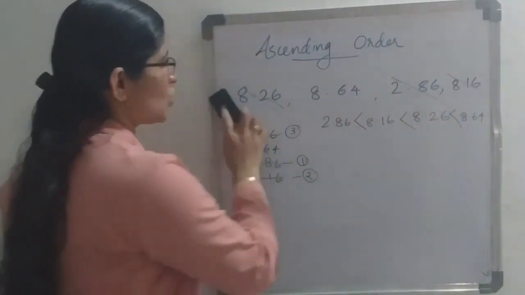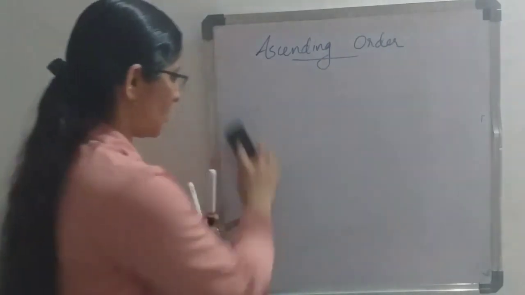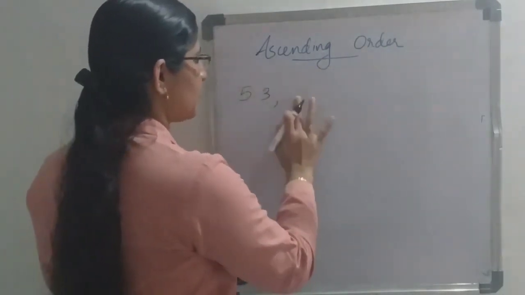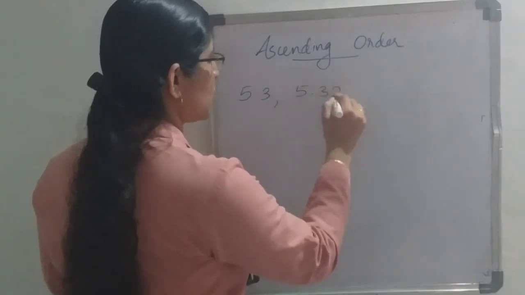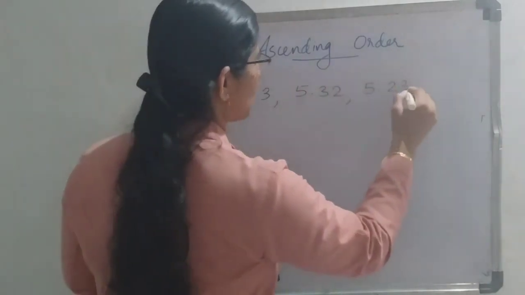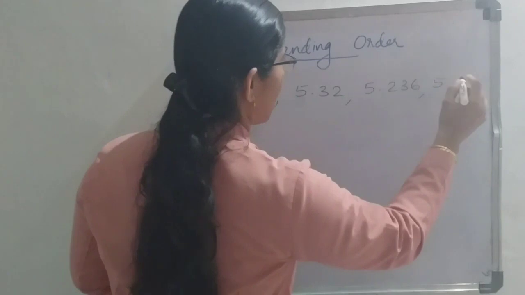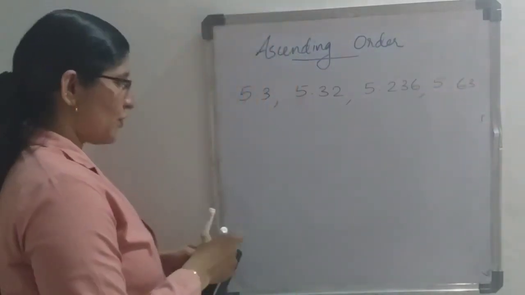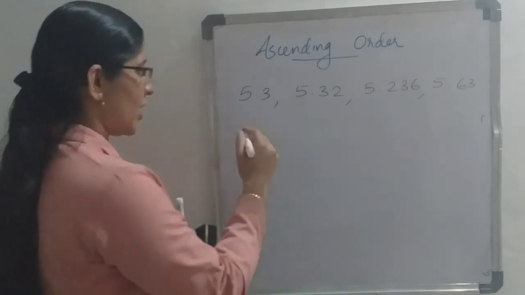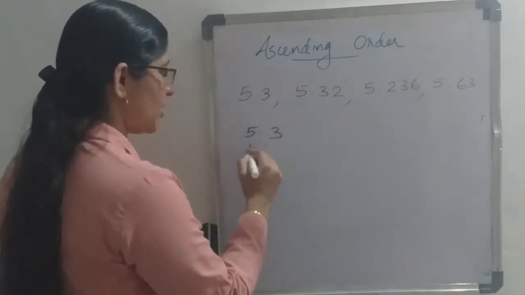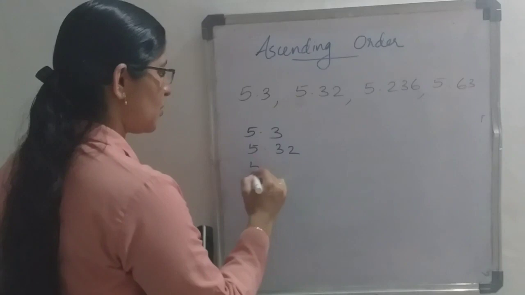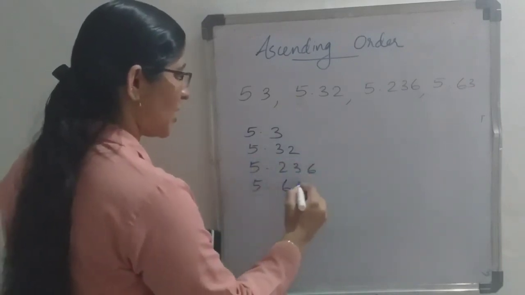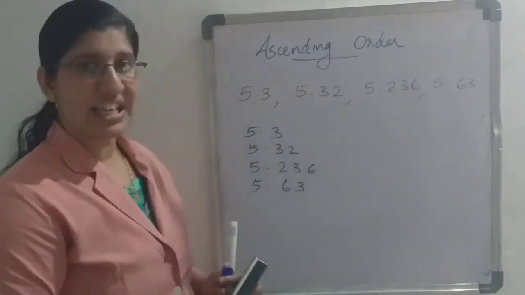So this is the method of writing the ascending order. Okay, one more example I will show you. Listen here. 5.3, 5.32, 5.236, 5.63. Okay, the numbers are like this. What you want to do? First you have to arrange them in vertical order. 5.3, 5.32, 5.236, 5.63. So these are unlike decimals, isn't it?